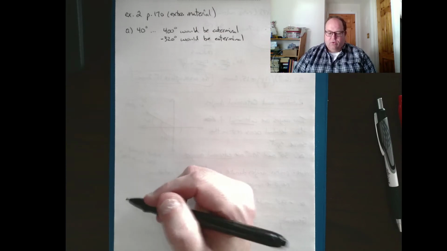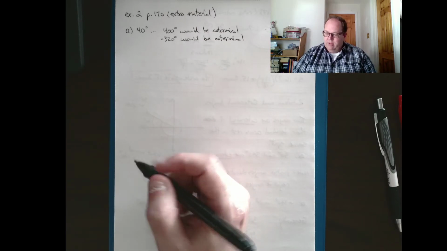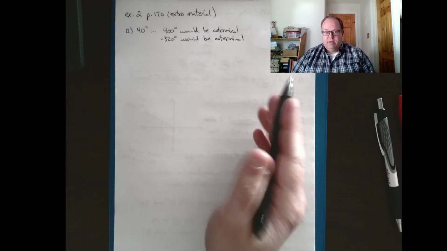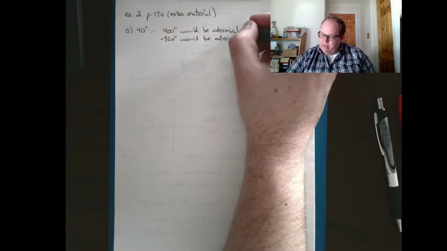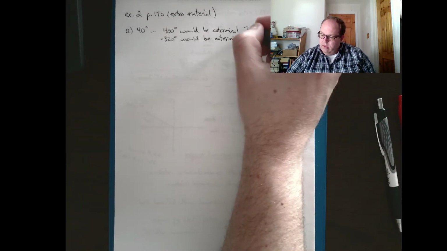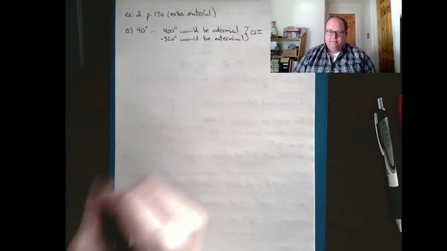We're also asked which quadrant the terminal line lies in. Since they're all coterminal, they're all going to be in the same place, and 40 degrees is in quadrant 1.